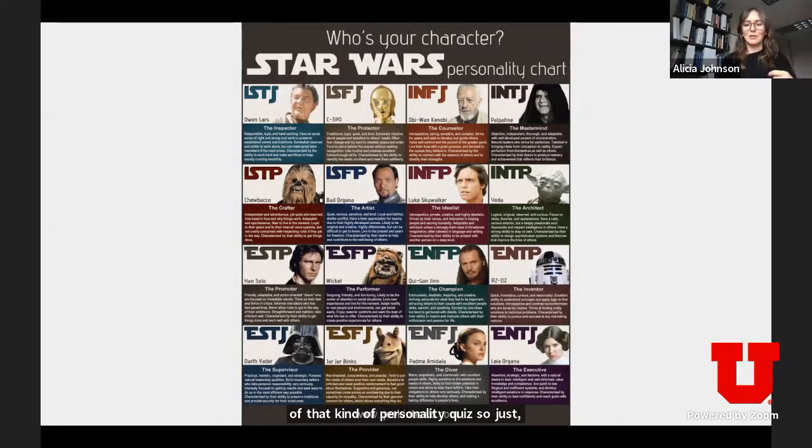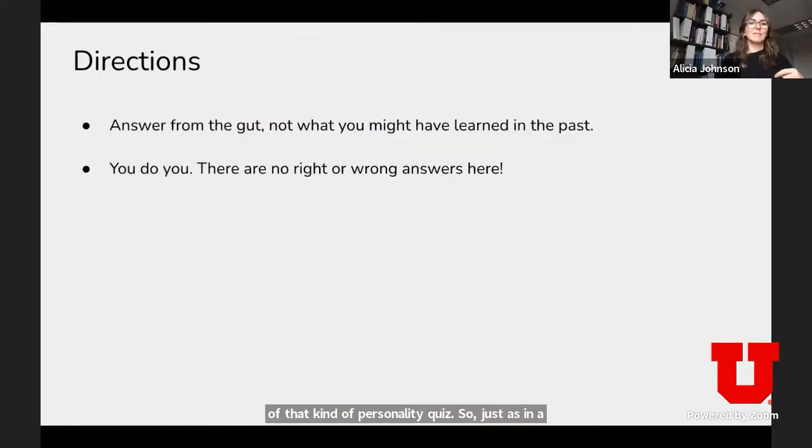So just as in a personality quiz, there are a couple of things to keep in mind. When I ask questions, instead of thinking about what you might have learned in a statistics class in the past, I want you to try to answer from the gut, or what your instinct says. The other thing is that there are no right or wrong answers here. Truly, there's no right or wrong answer. So it's just, again, thinking about what's my instinct here, what's my answer, without the pressure of you being right or wrong. All right. So there are 4 questions in the quiz.